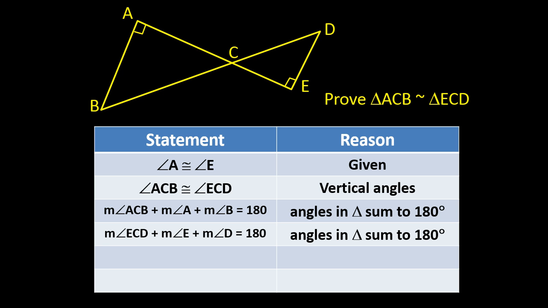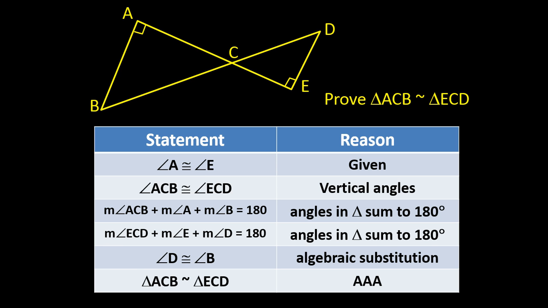So if we combine the three statements that we've just written, we can conclude that angle D and angle B have to be congruent, and that's using some algebraic substitution. And finally, we can say that the two triangles must be similar because we have already stated that three pairs of angles are congruent in the triangles, so by angle, angle, angle, the triangles must be similar.